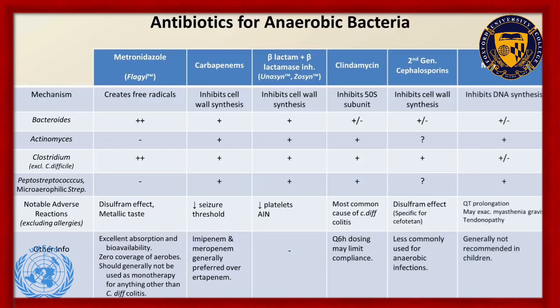Finally, moxifloxacin, which inhibits DNA synthesis and is the only major quinolone recommended for anaerobic infections, has decent coverage of actinomyces and the Peptostreptococcus group, but variable coverage of others. Moxi, as with all quinolones, causes QT prolongation, may exacerbate myasthenia gravis, and can cause tendinopathy and tendon rupture, the last of which is most common in the elderly and in those on steroids. Systemic quinolones are generally not recommended for children, as immature animal models demonstrate they can cause arthropathy.